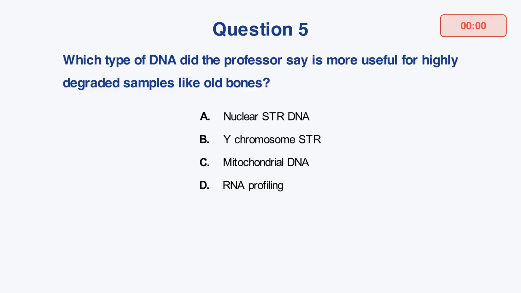Listen again to part of the lecture. Then answer the question. Probabilistic genotyping reduces subjectivity and models uncertainty in complex mixtures.